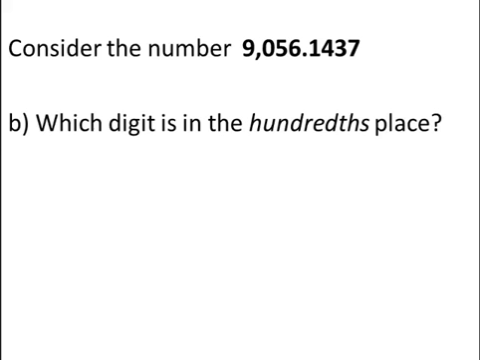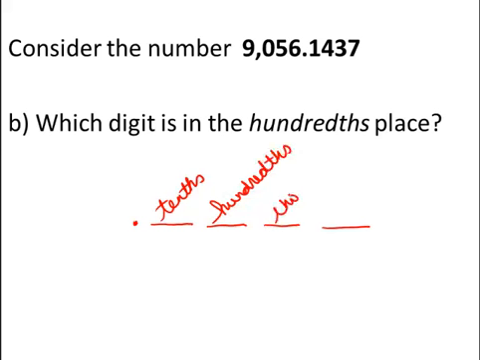Which digit is in the hundredths place? Well, now this ends in "ths," so we are looking for something to the right of the decimal point. Let's review what the names of these place values are called. The first place value to the right of the decimal is the tenths place, followed by the hundredths, the thousandths, and the ten-thousandths.